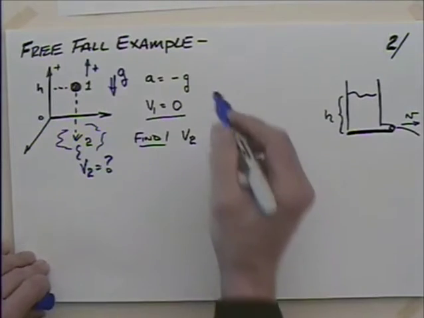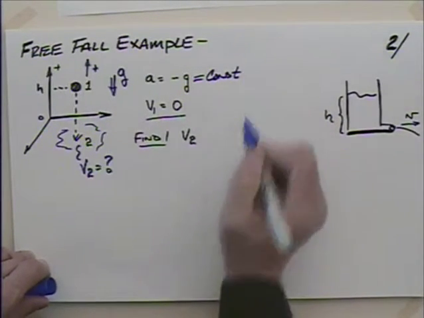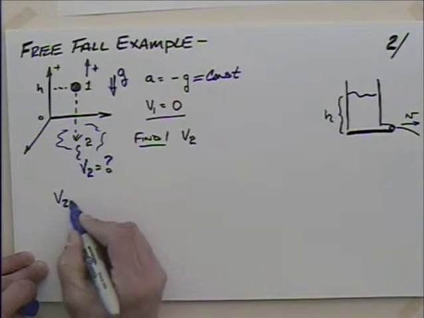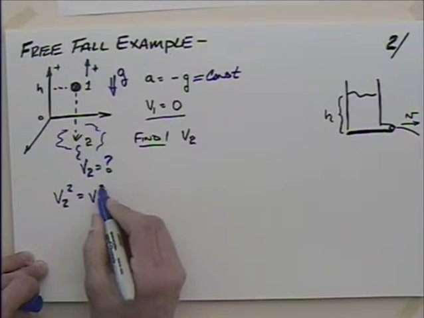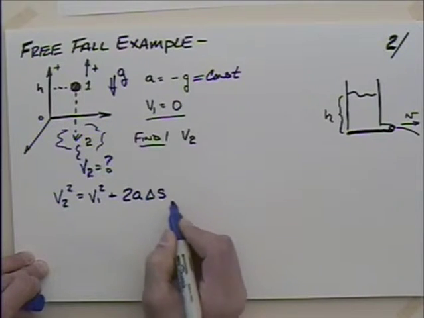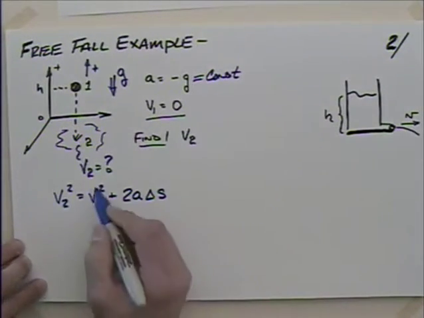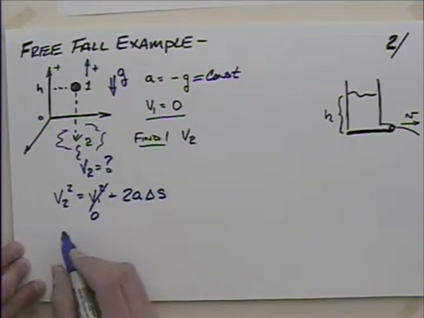Well, we have constant acceleration, don't we? This is, of course, a constant. So this is a good use of our kinematics equation that we just talked about: v2 squared is equal to v1 squared plus 2 times a times delta s. So if I go through this, v1, we agreed that was 0. I was just releasing it, just dropping it.